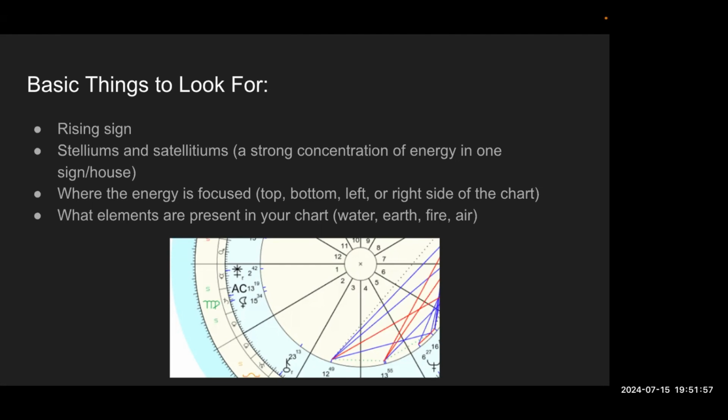And what elements are present in your chart? Do you have a lot of fire placements? Do you have a lot of water placements, earth, air? Or are your planets kind of equally spread out? Do you have a balanced energy? Are you balanced between the elements? Because these are basic things to look at when you're first looking at your chart to get a general idea of who you are. Yeah, day and night charts, right? Yeah, so some people look at charts as day or night, depending on if you were born during the day or during the night.